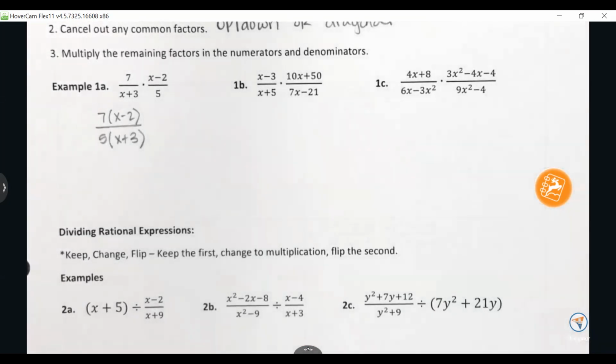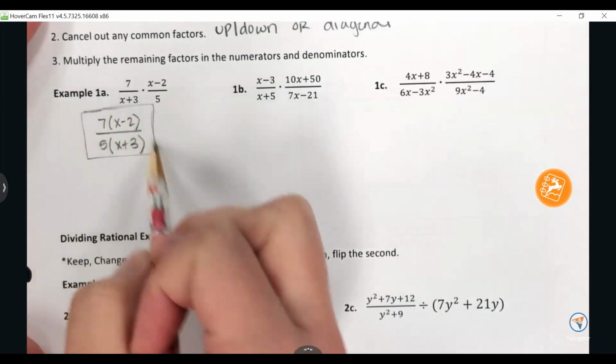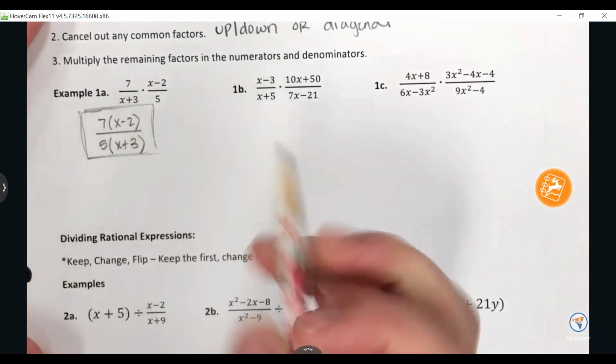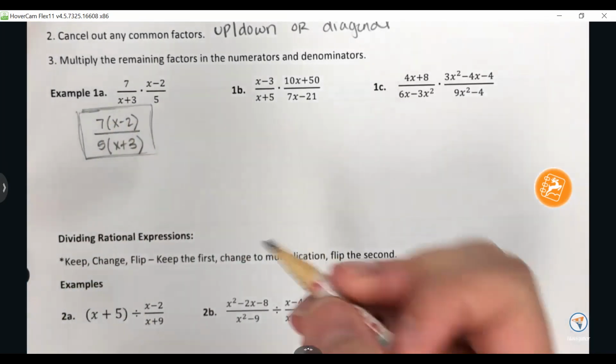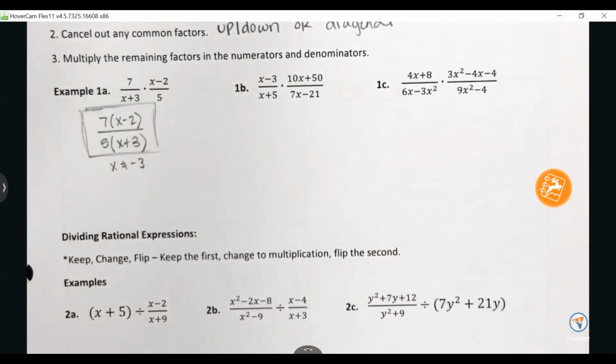Can you distribute it out? Absolutely. Do you have to? No, I'm not going to make you, okay? And just for good practice, what can X not equal? X cannot equal -3, okay?